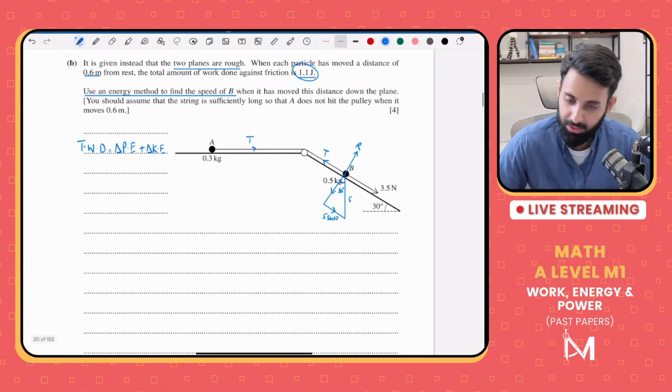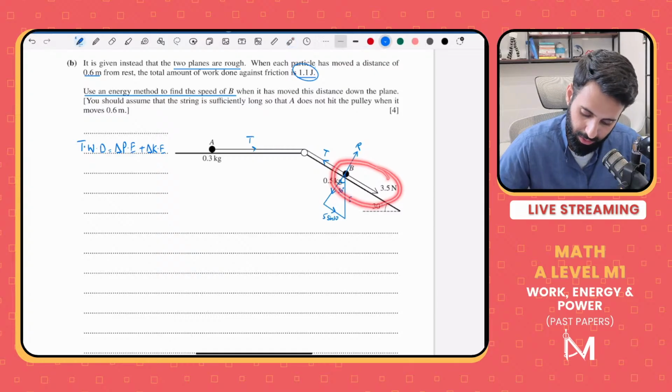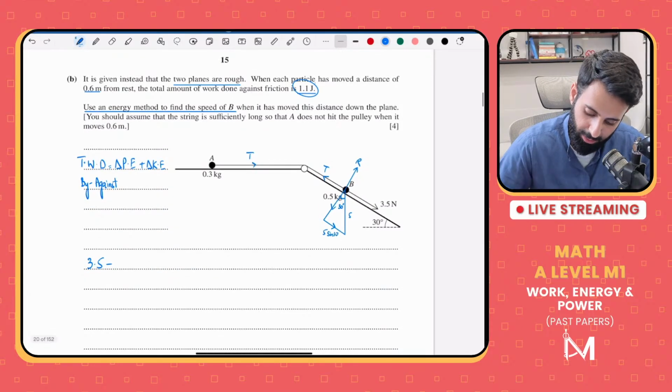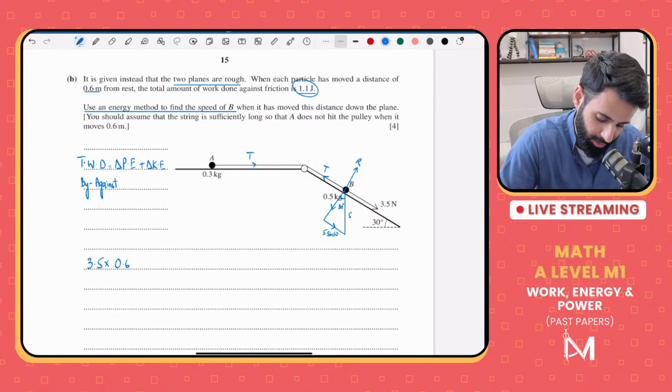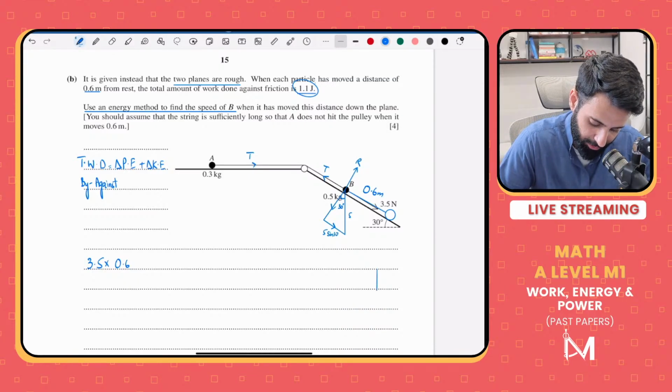Now, is there a driving force? Yes, there is. The driving force is this external force, which is 3.5 newtons. So when we break down total work done, the work done by the driving force, the force will be 3.5 newtons. So 3.5 multiplied by the distance that it moves. What's the distance? That's 0.6. So B moves from here to here, which is a distance of 0.6 meters. Also, a good idea would be to find out the height.